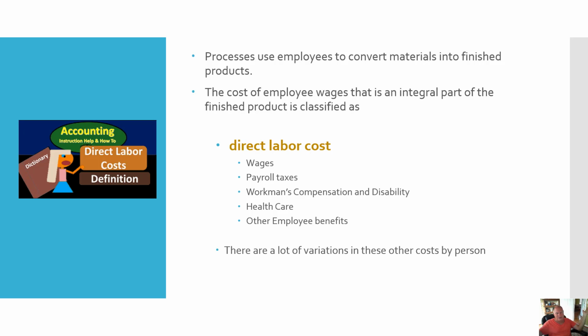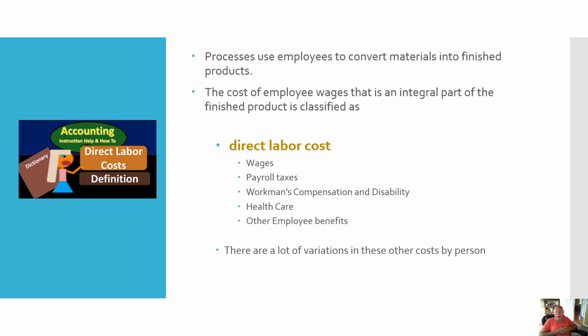Next thing is we have direct labor costs. Every process in an organization takes employees to do something. Employees are often the biggest cost of most organizations. A big piece of manufacturing, but in most other service industries, it is entirely people costs.